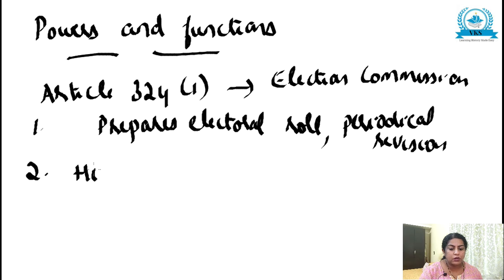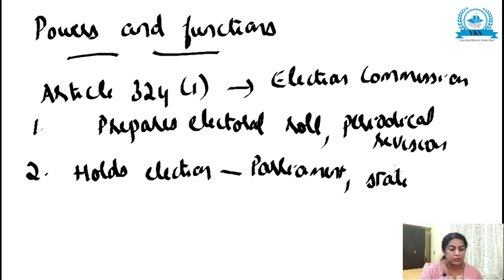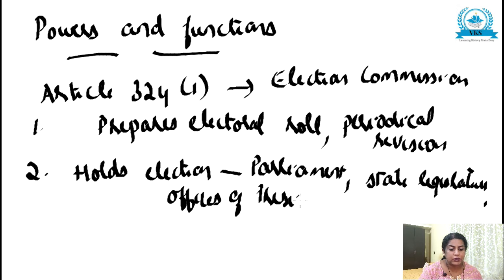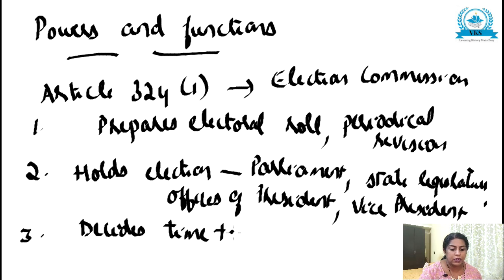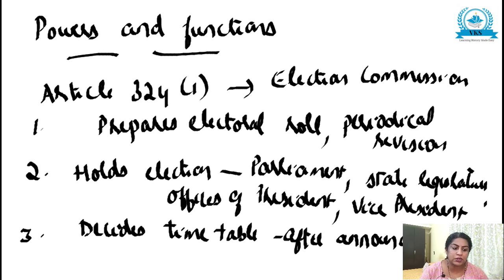The second one, it holds election to Parliament, then state legislature, and also to the offices of President and Vice President. That is the second function. Now the third one, after the announcement of election, it decides the timetable for the election. So first it prepares electoral roll and does its periodical revision. Then it holds election to the parliament, state legislature, offices of president and vice president.